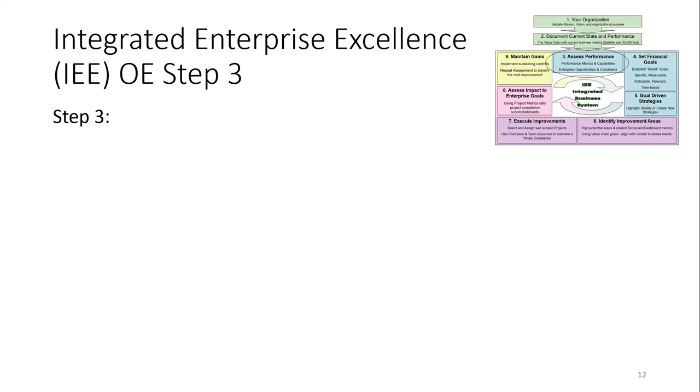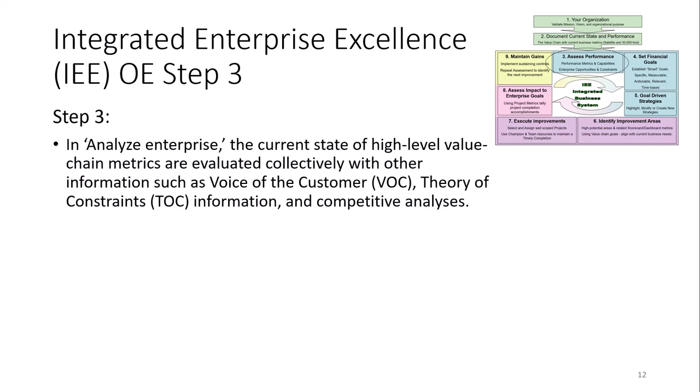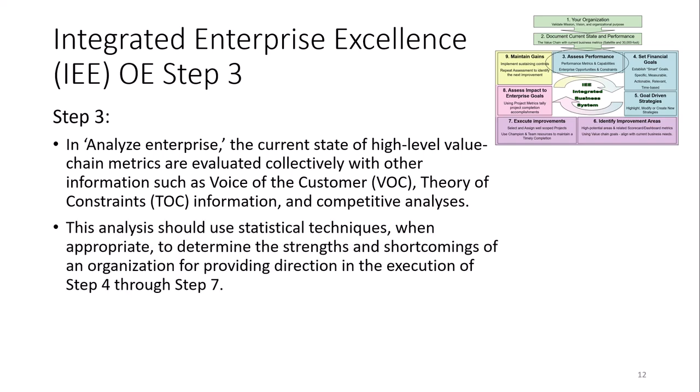Step 3. In Analyze Enterprise, the current state of the high-level value chain metrics are evaluated collectively with other information such as voice of the customer, theory of constraints, and competitive analyses. This analysis should use statistical techniques when appropriate to determine the strengths and shortcomings of an organization for providing direction in the execution of steps 4 through 7.